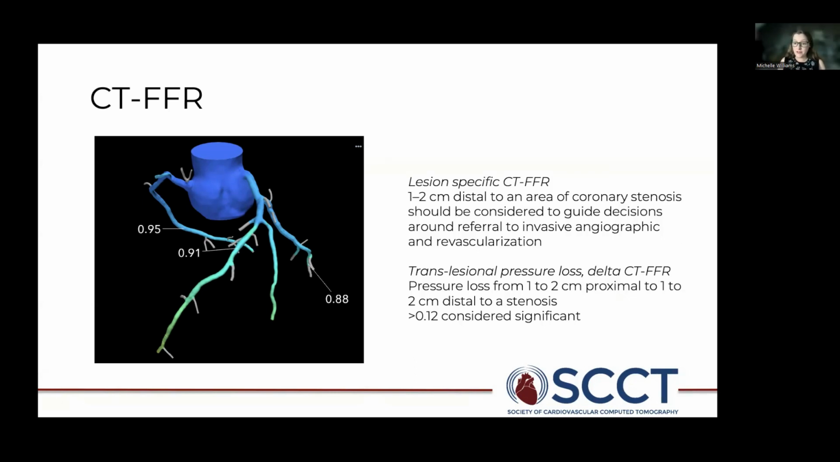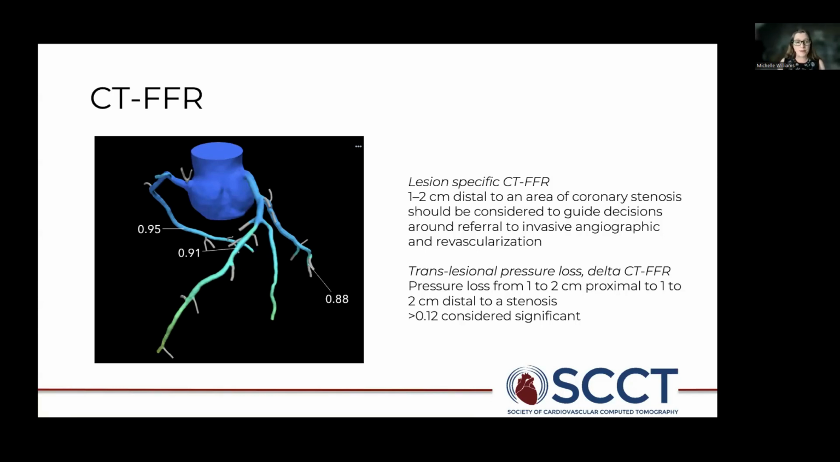There's a couple of definitions that are quite important in the CAD-RADS documentation. We're often talking about lesion-specific CT-FFR, and this is the CT-FFR 1 to 2 centimeters distal to an area of a coronary stenosis. And that's the one that should be considered to guide decisions around revascularization and invasive coronary angiography.